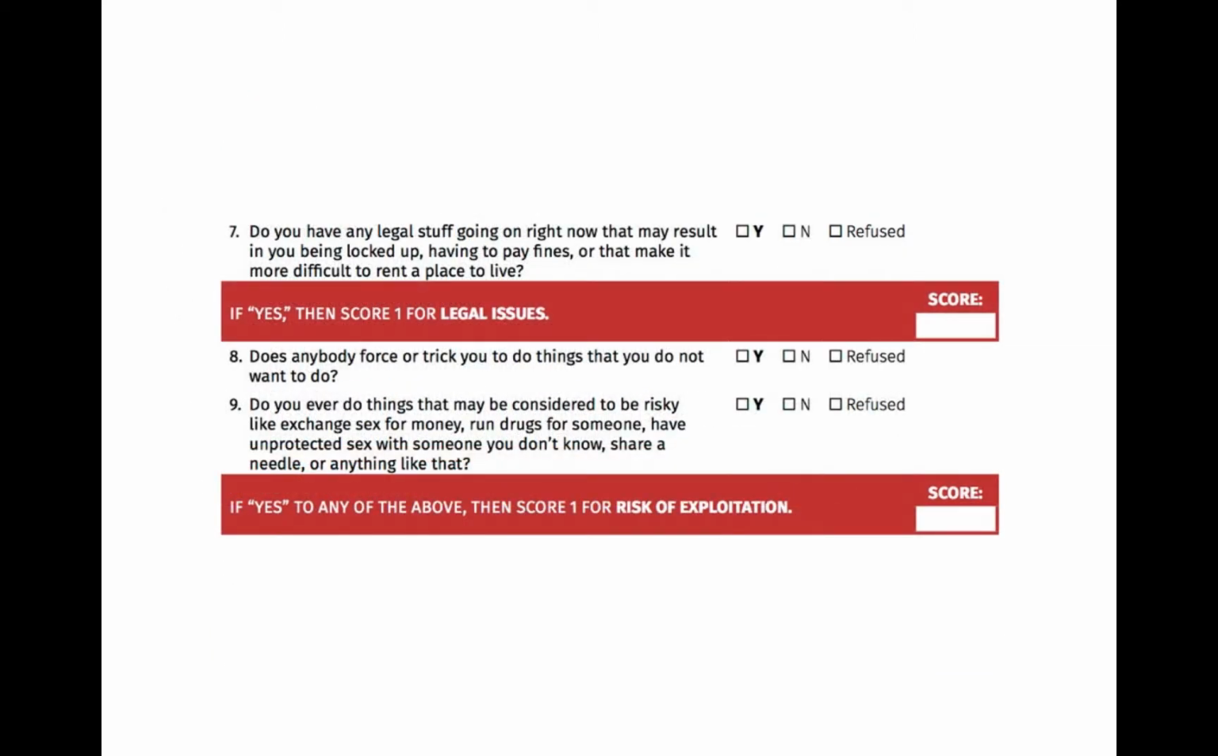Okay, then we ask, do you have any legal stuff going on right now that may result in being locked up, paying fines, or may make it more difficult to rent a place to live? Yes or no. Does anybody force or trick you to do things you do not want to do? Do you ever do things that may be considered to be risky, like exchange sex for money, run drugs for someone, have unprotected sex with someone you don't know, share a needle, or anything like that? Again, just yes or no.